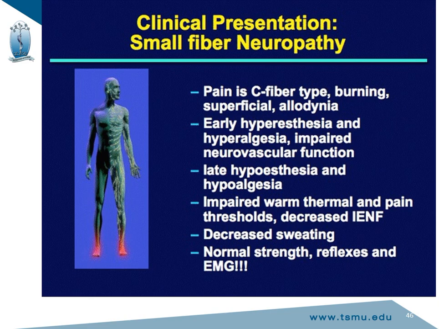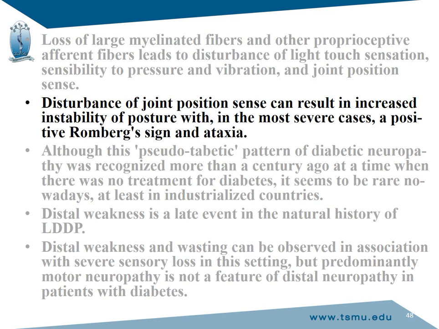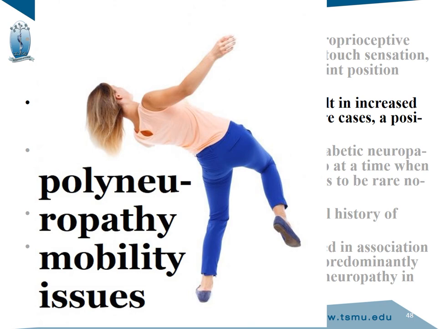Loss of large myelinated fibers and other proprioceptive afferent fibers leads to disturbance of light touch sensation, sensibility to pressure and vibration, and joint position sense. Disturbance of joint position sense can result in increased instability of posture with, in the most severe cases, a positive Romberg sign and ataxia. Here you can see the illustration of polyneuropathy mobility issues.